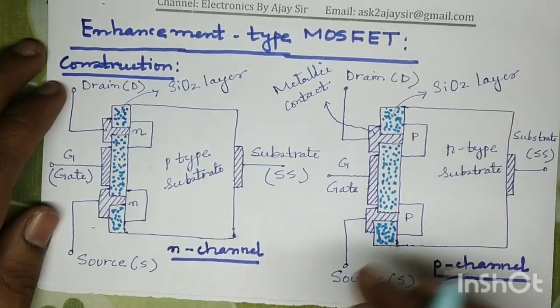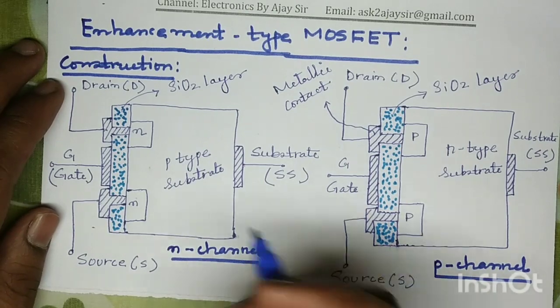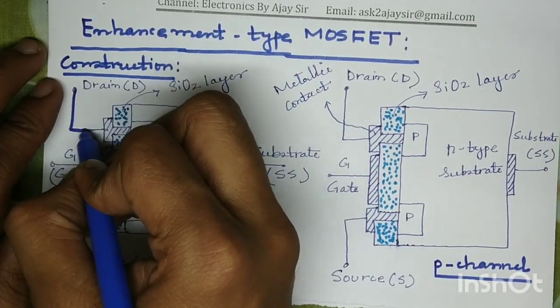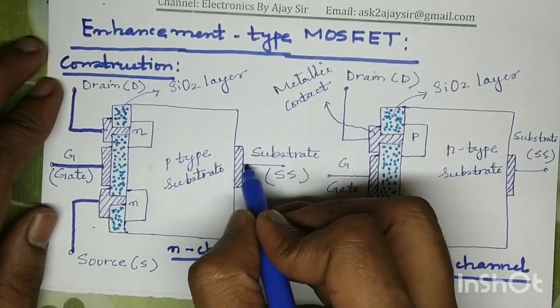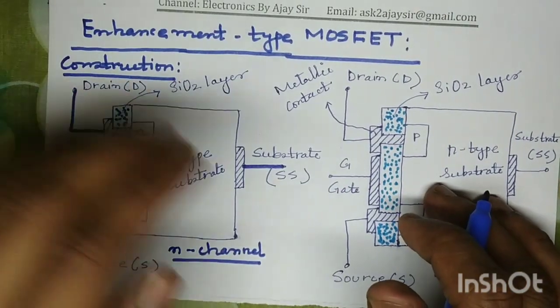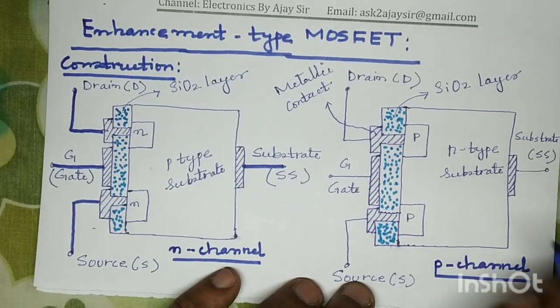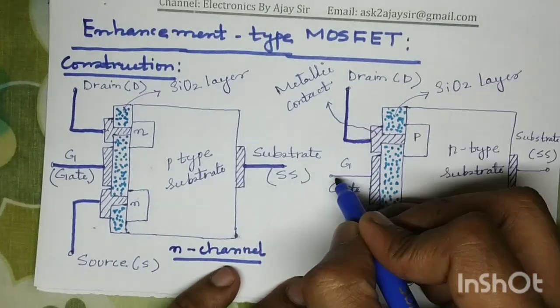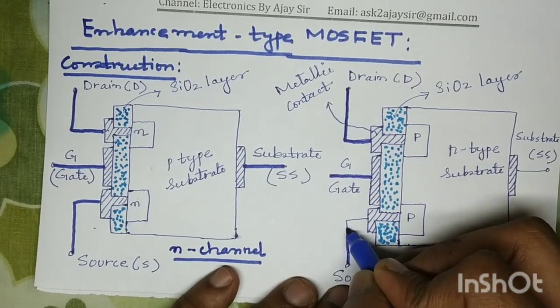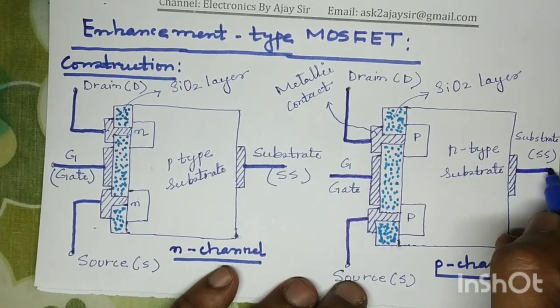Otherwise, it consists of the 4 terminals. For the N channel, it consists of the 4 terminals: drain, gate, source and the substrate. Similarly, the P channel enhancement type MOSFET also consists of the 4 terminals: drain, gate, source and the substrate.